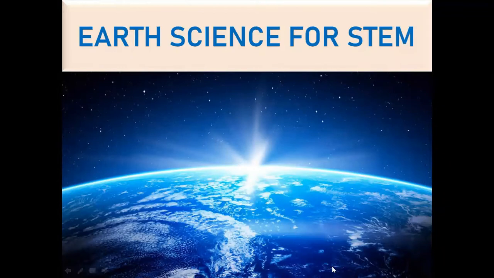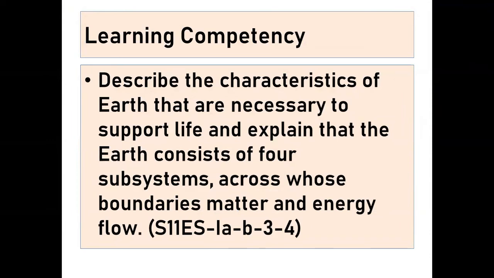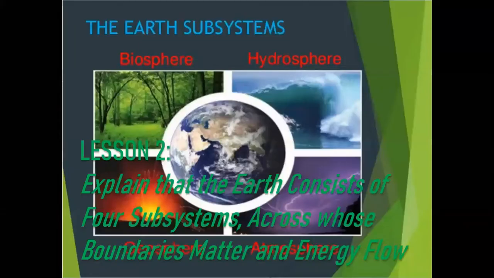This is Earth Science for STEM, Quarter 1, Week 1 of the Module 1, Lesson 2. Our learning competency is to describe the characteristics of Earth that are necessary to support life and explain that the Earth consists of 4 subsystems across whose boundaries matter and energy flow. We are going to focus on the 4 subsystems across whose boundaries matter and energy flow. This is Lesson 2. Explain that the Earth consists of 4 subsystems across whose boundaries matter and energy flow.